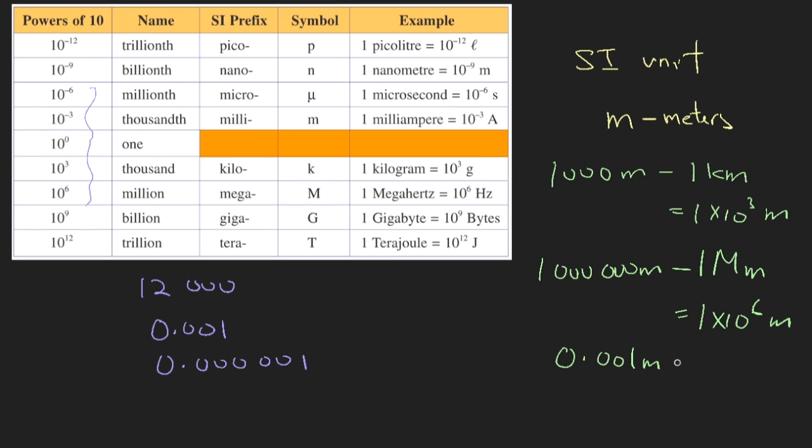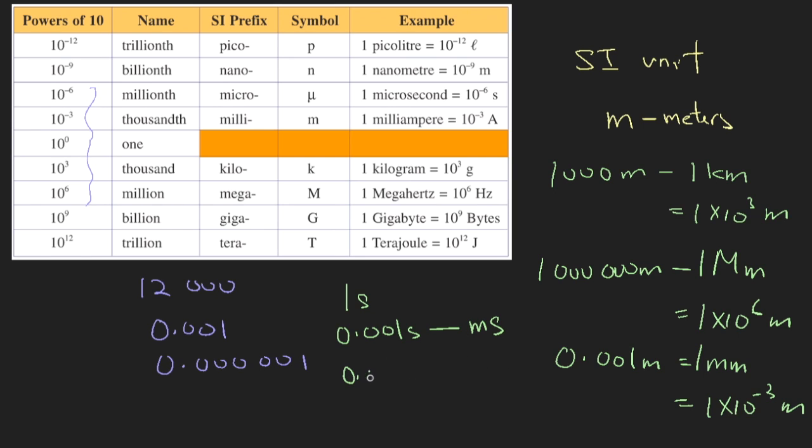If you have 0.001 meter, this is known as a millimeter. So it's 1 millimeter, also known as 1 times 10 to the power of minus 3 meters. So on and so forth. We can have micrometers, nanometers, picometers, and so on. We have other units, like for time, the second. 1 second is the SI unit. And if you have 0.001 second, we give it a name. It's called a millisecond.